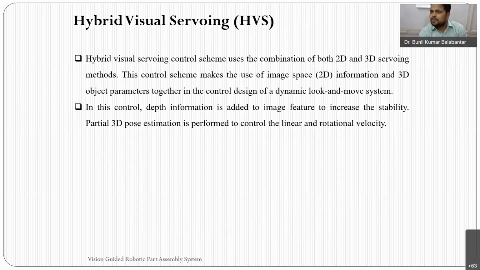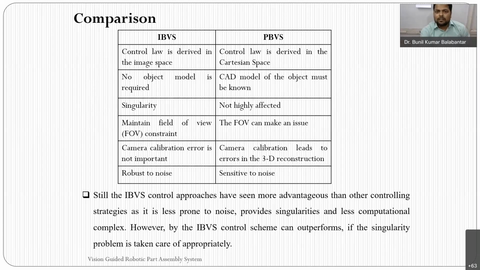Similarly, there is hybrid visual servoing. I'm not going to tell you much detail about this. So these are the different scenarios of visual servoing. And this is the important comparison between image-based and position-based. Here, the control law is derived in image space. Here, the control law is derived in Cartesian space.